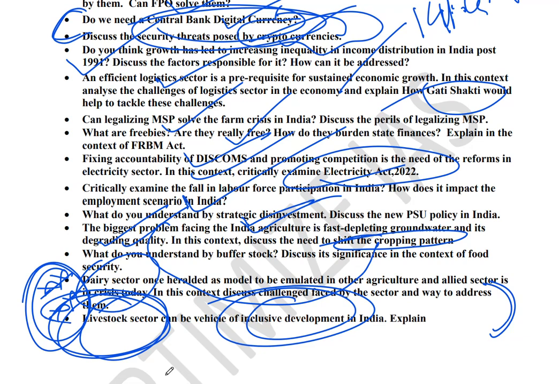Groundwater is also probable, but last year they have already asked on micro irrigation, so might not come also, but groundwater and cropping pattern, very high probability to appear in the exam.